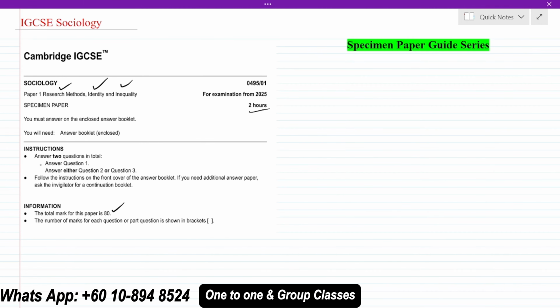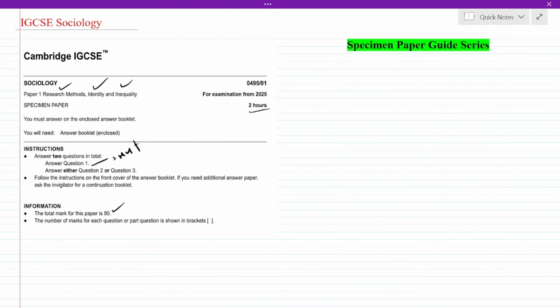Now if you see the instruction, we have 3 questions in paper number 1. Question number 1 has some sub questions, and then question number 2 and question number 3. We only have to attempt 2 questions. Question 1, we must attempt, and we have the choice between question number 2 and question number 3, right? This is something you need to know before jumping on to the questions.